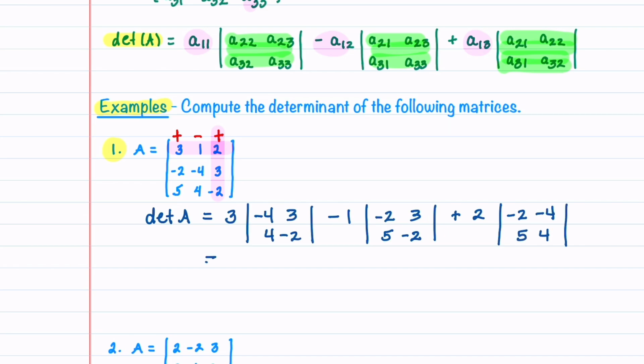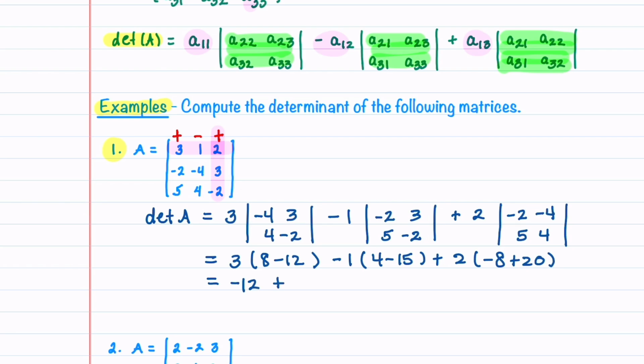Now all we need to do is calculate our 2 by 2 determinants. This is going to be 3 times 8 minus 12. Remember, it's the main diagonal elements multiplied minus the off diagonal elements. And then we have a minus 1 times 4 minus 15. And then we have a 2 times minus 8 plus 20. This gives us minus 12 plus 11 plus 24. And this gives us a value of 23. So the determinant of A is equal to 23.